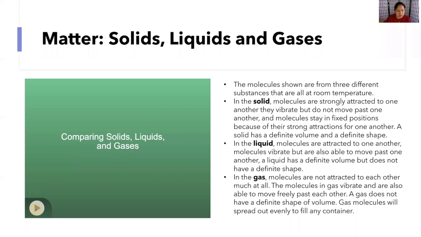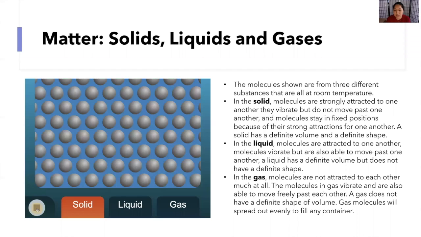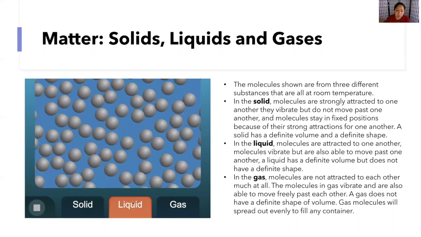And what you're going to see here play is just molecules from three different substances, but all at room temperature. So remember that in a solid, molecules are strongly attracted to one another. They vibrate, but they don't tend to move past one another, and they generally stay in fixed positions because they are very strongly attracted to each other. Solids have a definite volume and a definite shape.